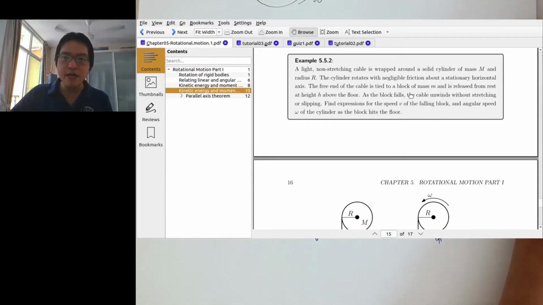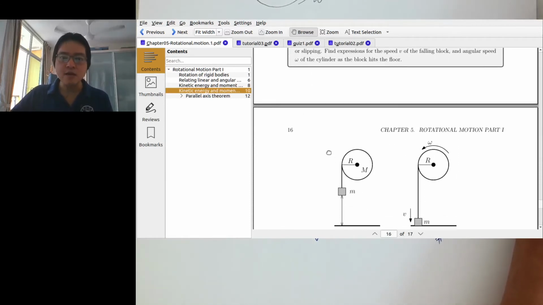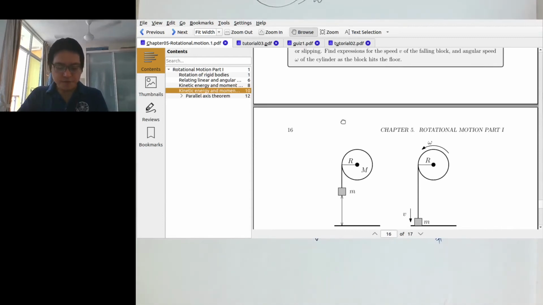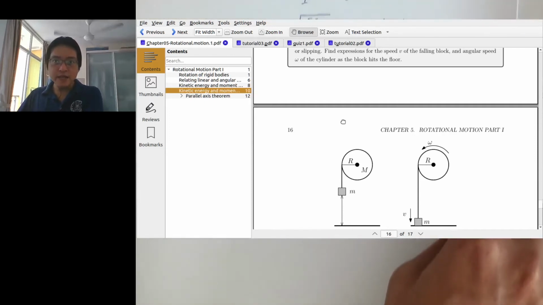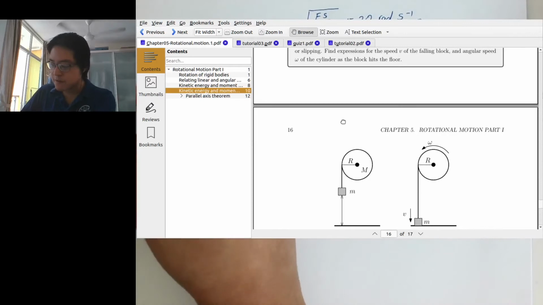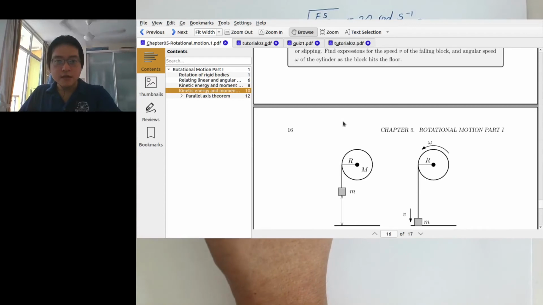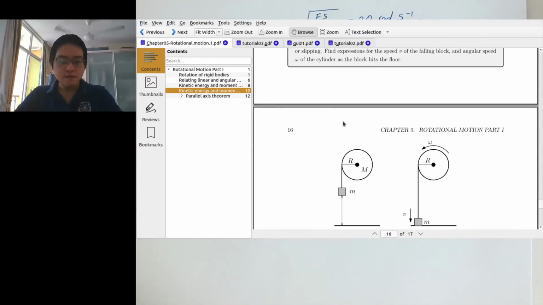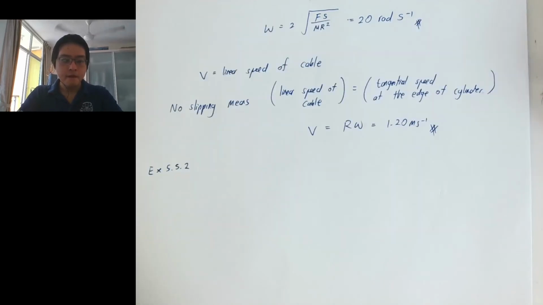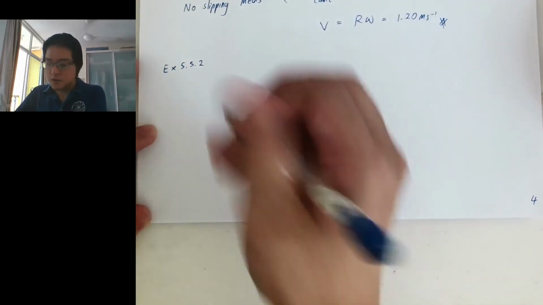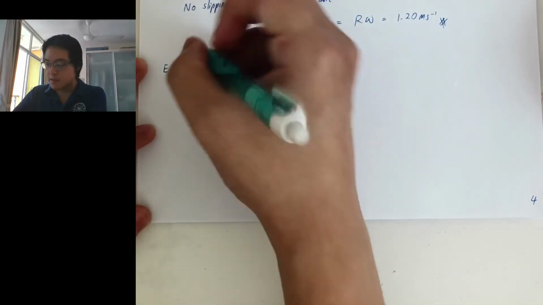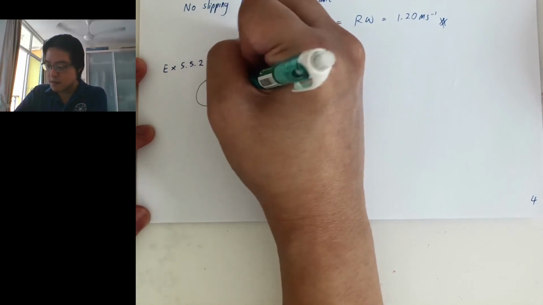A free end of the cable is tied to a block of mass m released from rest at height h above the floor. How do we find the angular speed of the cylinder and the speed of the falling block just before it hits the ground? This is a conservation of energy question. So let's draw this. My cylinder is like this, with radius R, and the mass is big M.